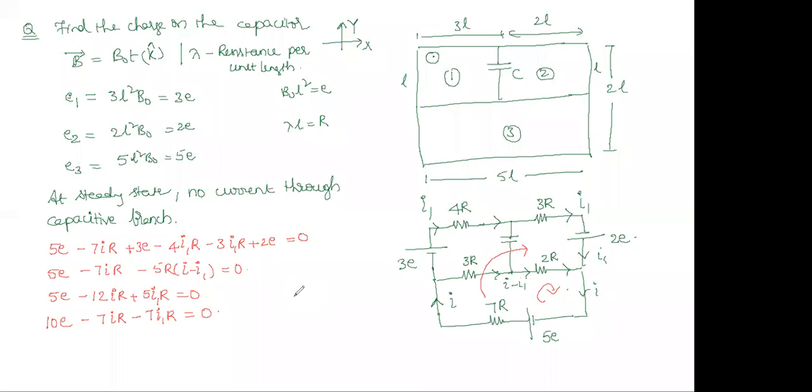Let us verify. I1 is equal to 5I by 2. Tell me in terms of E.